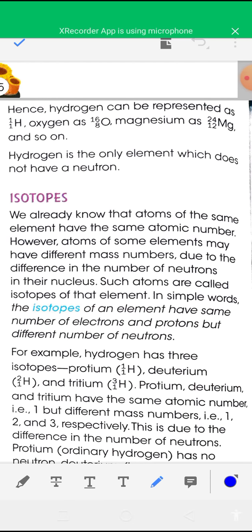Similarly for the oxygen atom, the symbol of oxygen is O, and in the oxygen atom a total of 8 protons are present in the nucleus, and a total of 8 neutron particles are also there. So the mass number of oxygen is 8 plus 8, that is 16. So you have to write the mass number here, atomic number here, and the symbol of oxygen. Okay, so this is the representation of the oxygen atom.